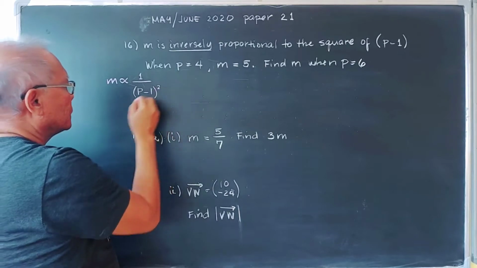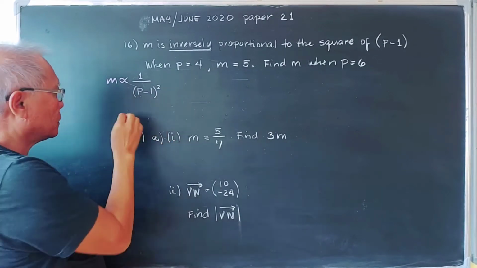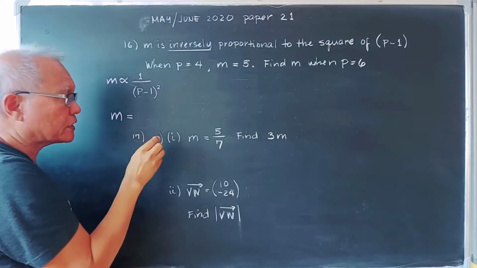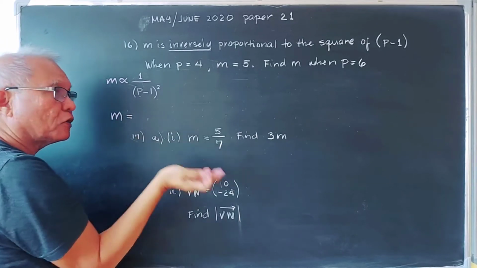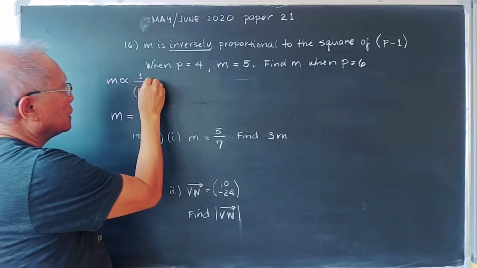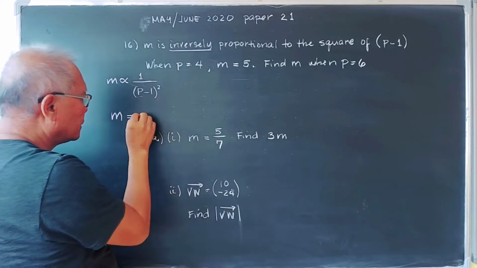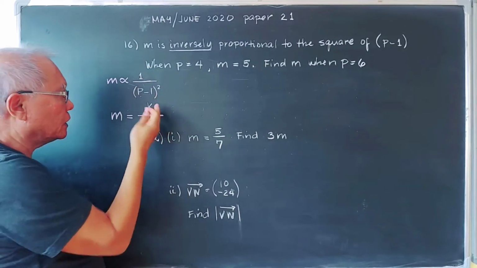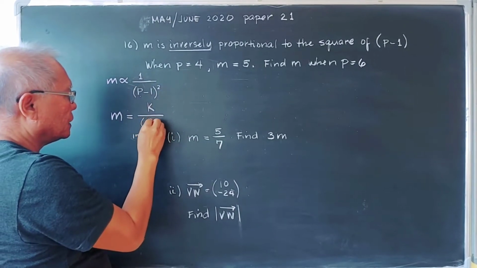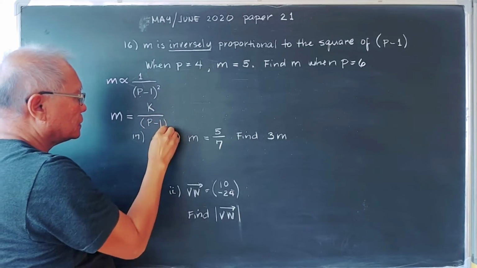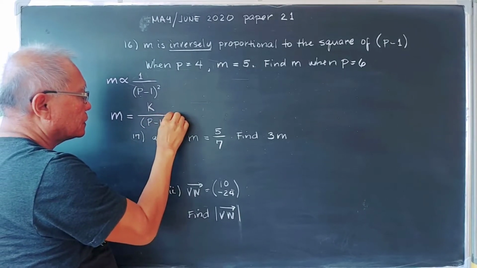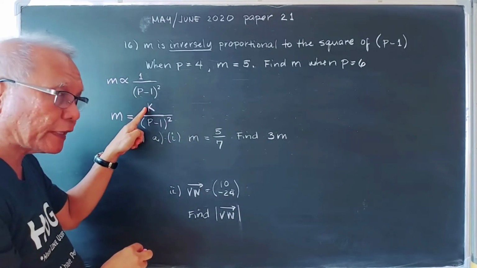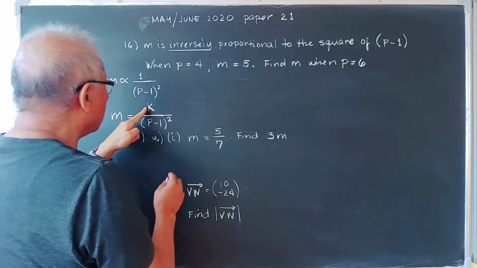Now, in equation form, that equals, we introduce the constant k. And k is always on the upper part of the fraction bar. We have k here because 1 times k is k. And then we have p minus 1 squared. So this one is our equation. Now we solve for k. So what is our k here?